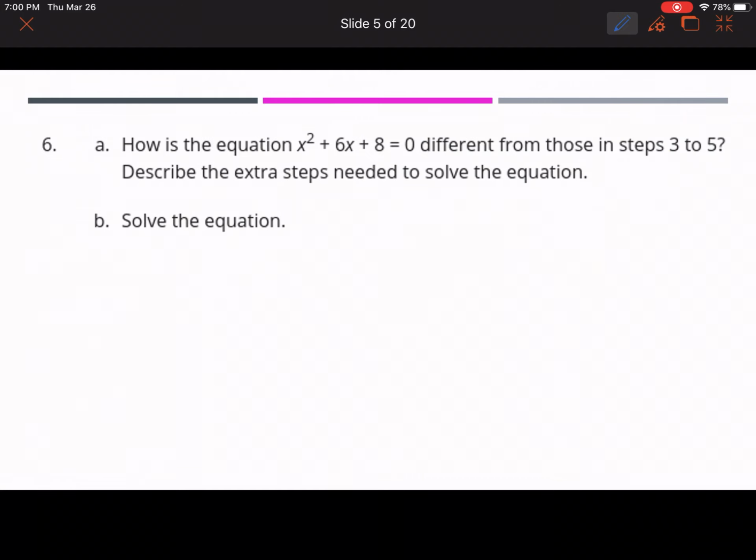How is the equation x squared plus 6x plus 8 equals 0 different from the ones we've already looked at in steps 3 to 5? Describe the extra steps we're going to need. So basically, we know how to take this formula and put it into an x minus r, x minus s situation. So we just need to do that first, and then we can solve for it.